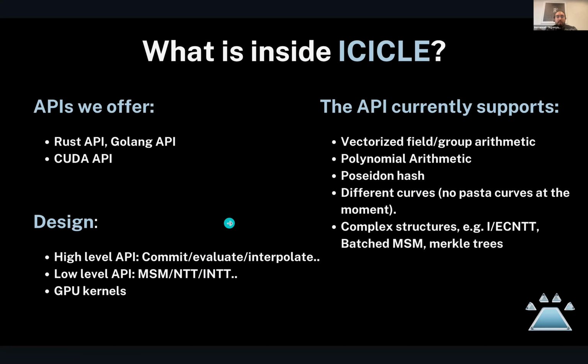We offer 3 APIs that developers can use to access all of these accelerations. One is a CUDA API, so it's a C++ API, and then we also offer Rust and Golang APIs. By using the Rust and Golang APIs, you can basically just call a function named MSM, and that function triggers the operation on the GPU, and you don't really have to know anything about what's happening behind the scenes to benefit from this almost instant acceleration.